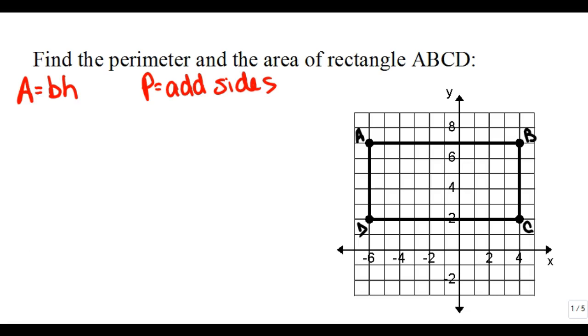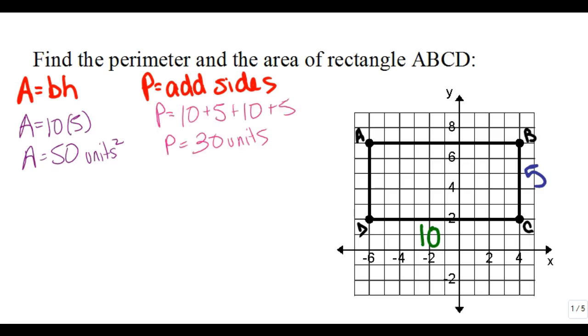For this problem, all we need to do is count the boxes. Our base is 10, our height is 5. So let's calculate the area, and let's calculate the perimeter. So the area of our rectangle is 50 square units. The perimeter of our rectangle is 30 units.